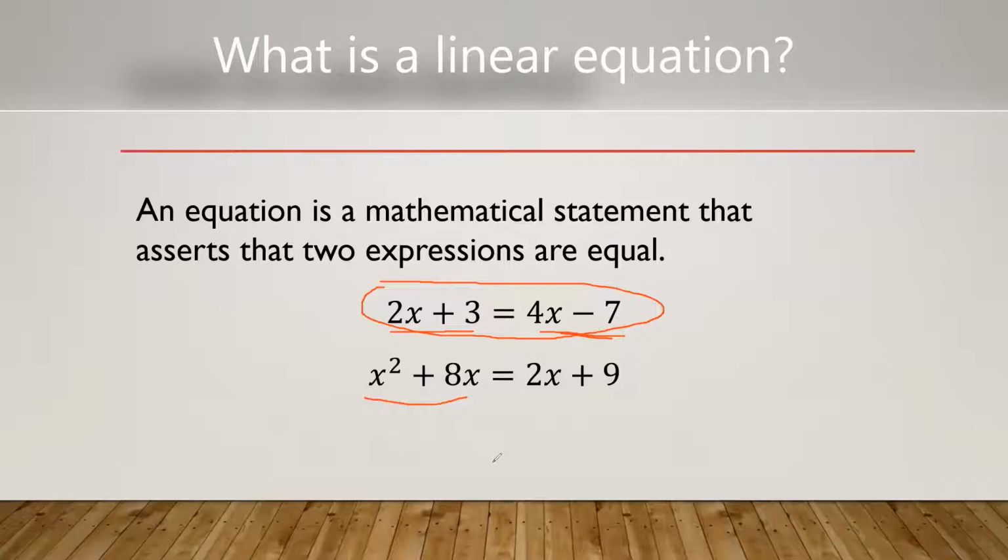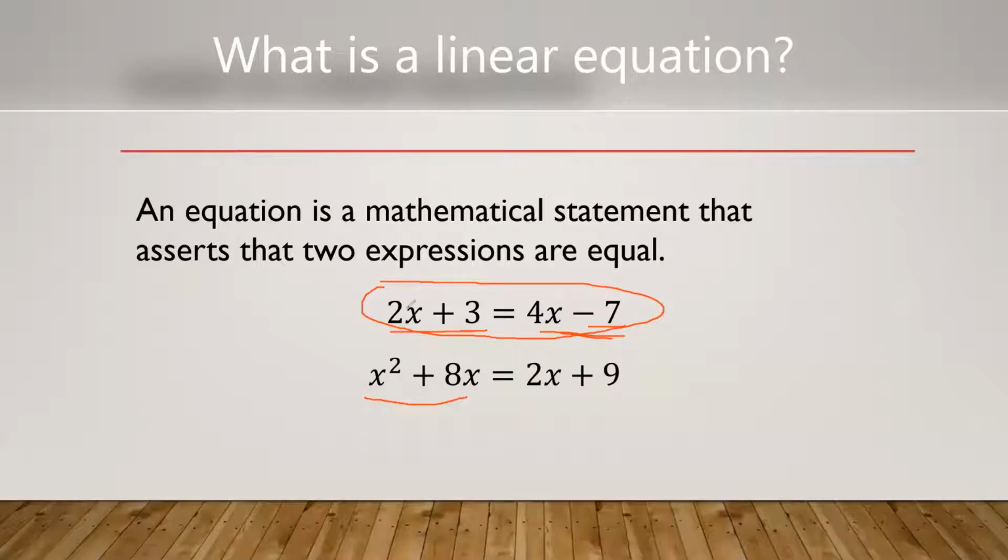Now, one thing that we should know about equations is that they always have one or more variables. Now, this particular equation here, the first one, has one variable, which is x, okay? And the numbers that are not variables are called constants. So 3 and 7, or minus 7 in this case, are constants.